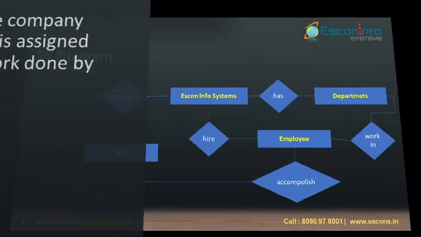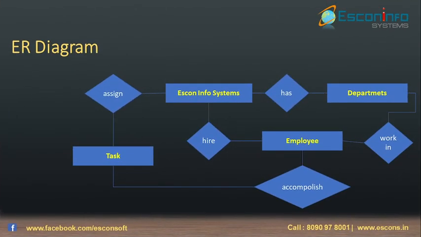So let us see the ER diagram that we have over here. Escon Info System has department. That means the company can have more than one department like IT, HR, sales, admin, right? Marketing. There can be a number of departments. So the relationship between company and department will be one to many.